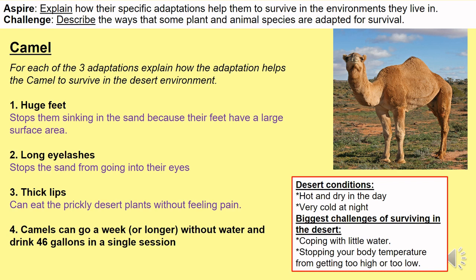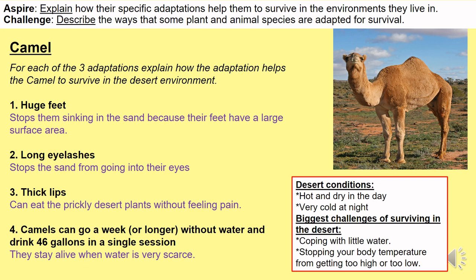And the camels can go, this one's quite obvious, isn't it? They can go a week or longer without water. And when they do find water, they can consume huge amounts in a single sitting. This is just because the water is very scarce. So the more water they can drink in one go, the less regularly they need to find water to survive.